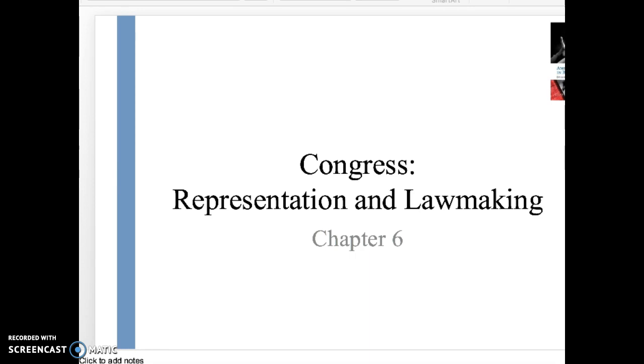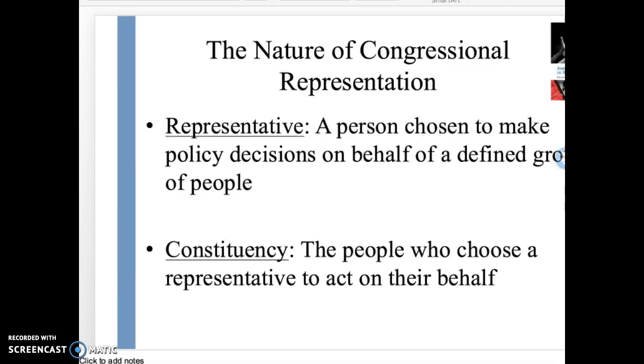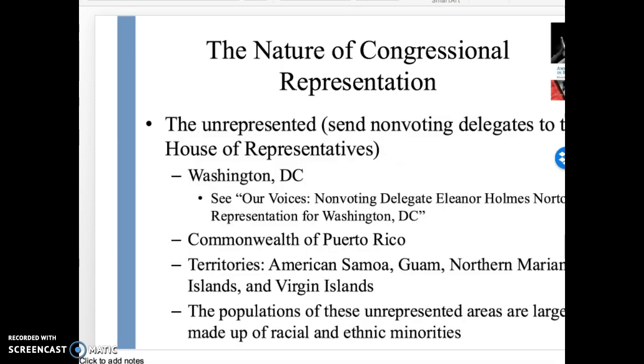In Chapter 6, we begin with Congress: who are the representatives, and the basic concepts of the nature of congressional representation. So constituents and representatives. We the people, again, who are the people, how do we elect our representatives, and who do they really represent? Those are fundamental questions as you're reading through here. We'll get the nuts and bolts of how this works. Also on the unrepresented: who is not represented, who is not of the people within these.